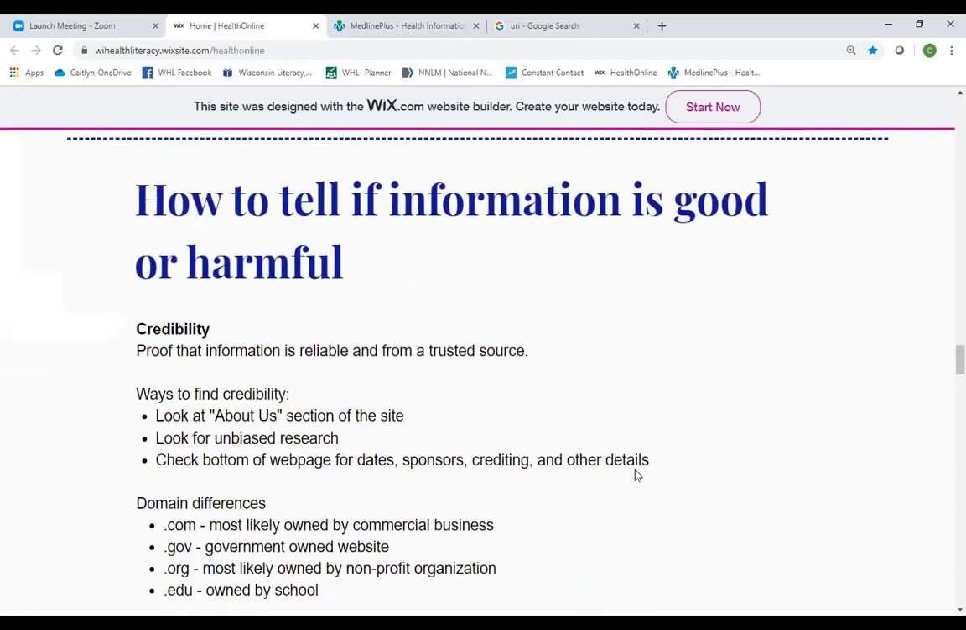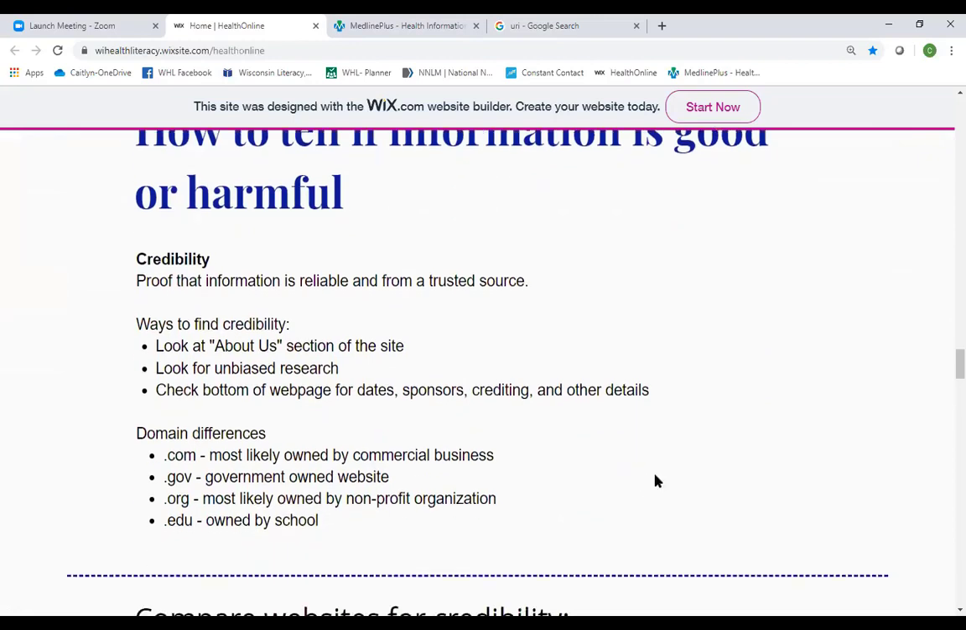So from that, we go into actually looking at the credibility of a web page. This gets the users comparing websites and really digging deep into the website to find the About Us section, reading the content for unbiased research, checking at the bottom of the web page for dates, sponsors, crediting. We're really checking for that proof that it's a trusted source.